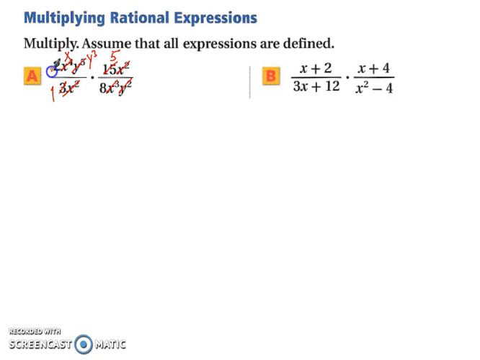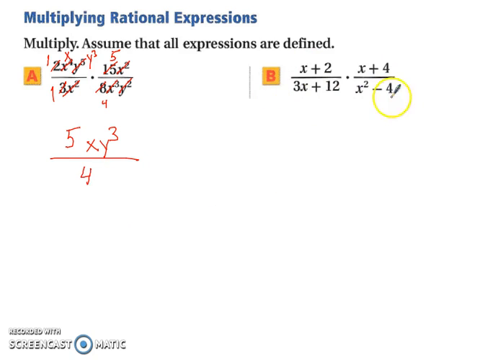And now we can divide. We have 2, and this one becomes 4. So what are you left with? We're left with 5x, y to the 3rd on the top, and 1 times 4 on the bottom, which leaves you with 4.